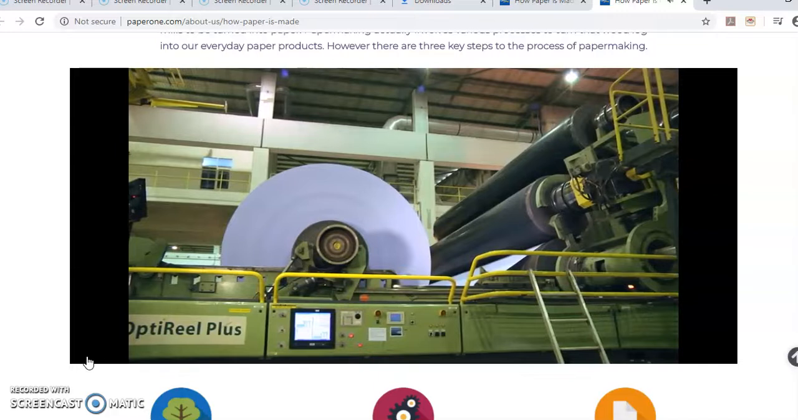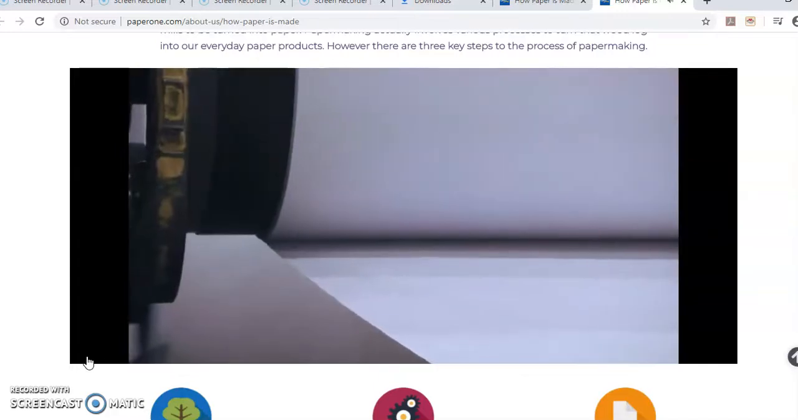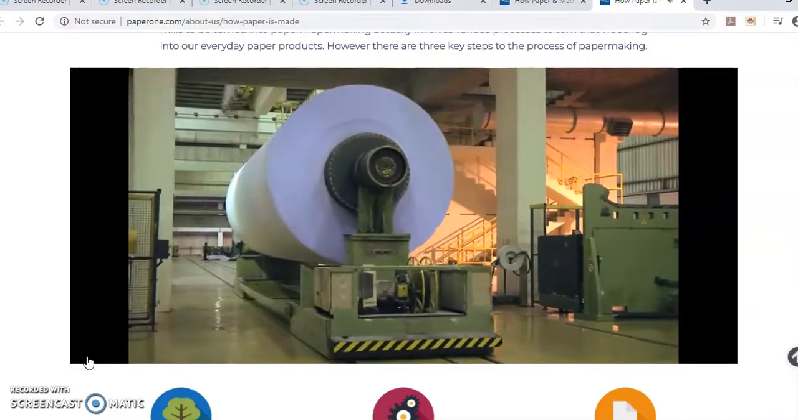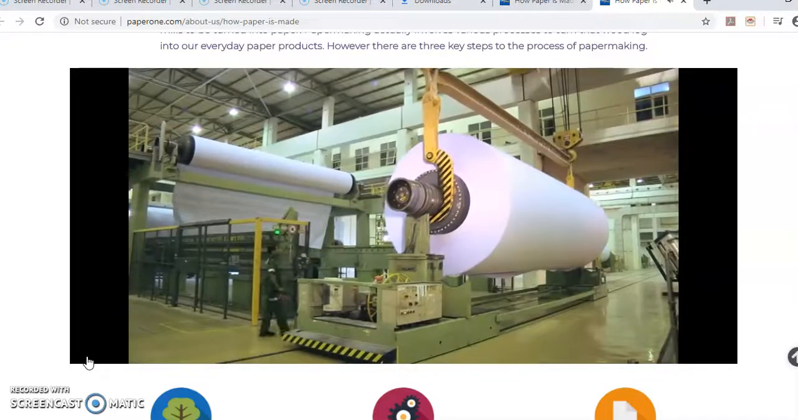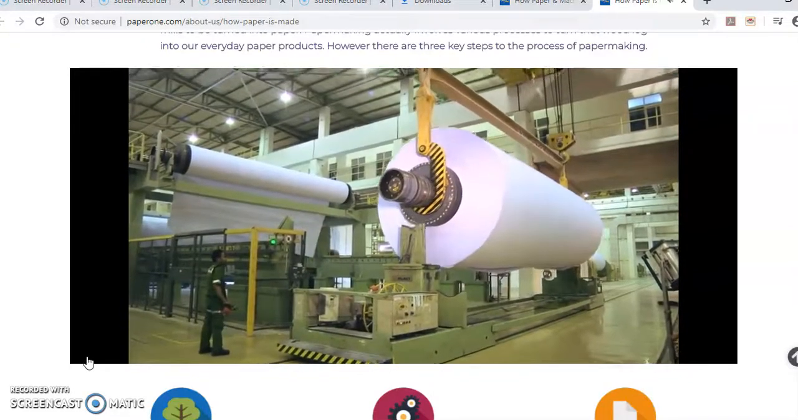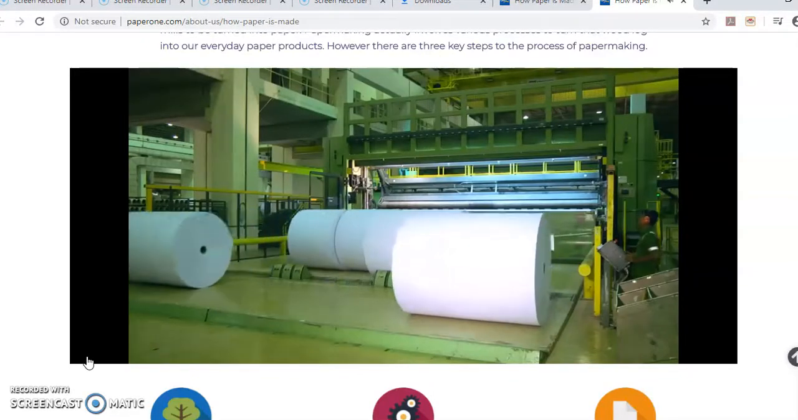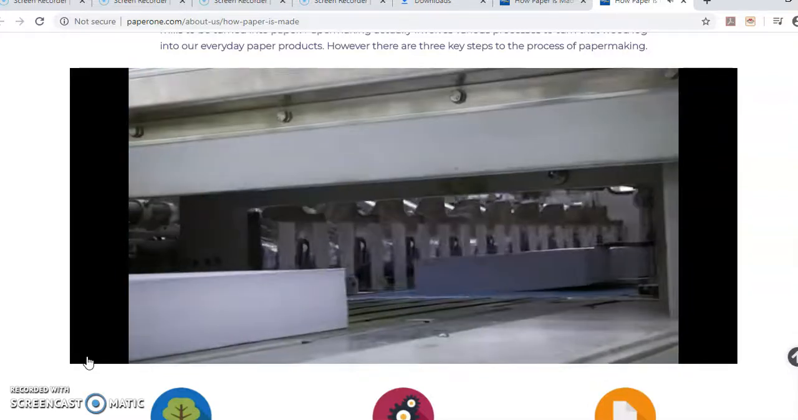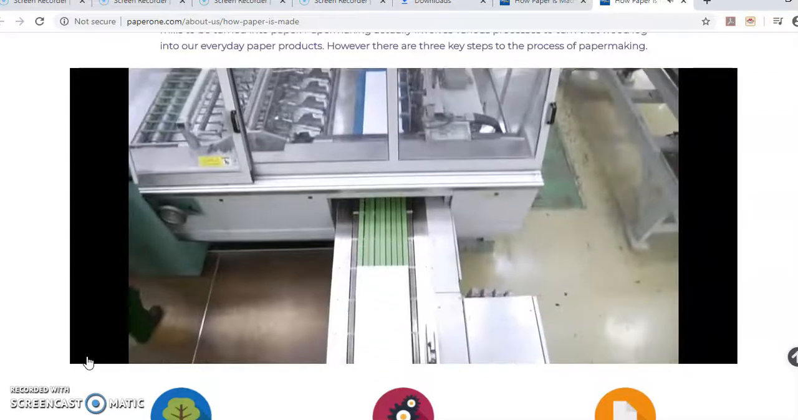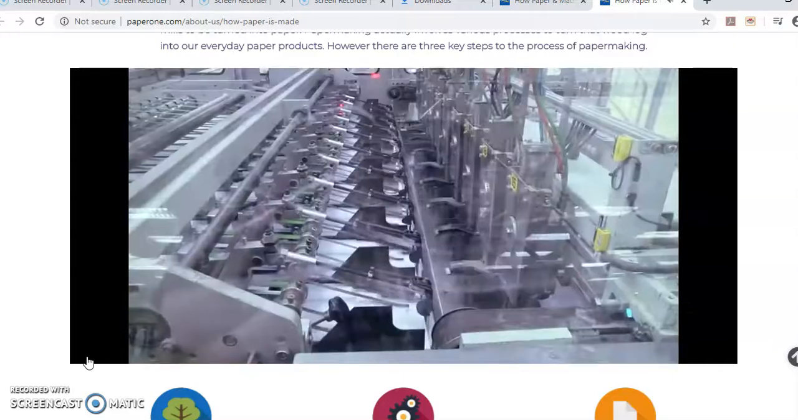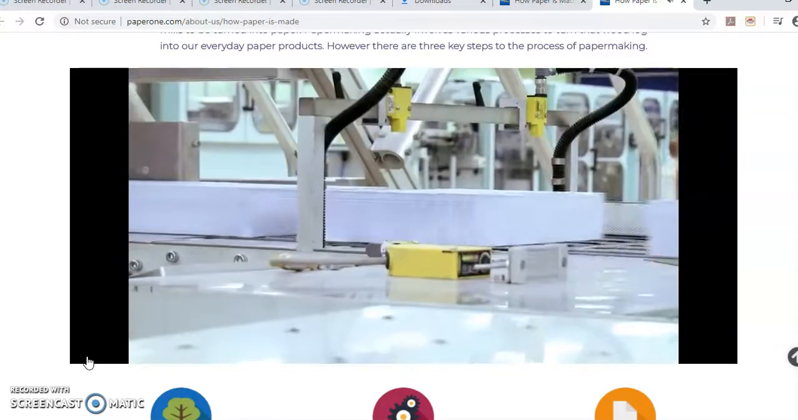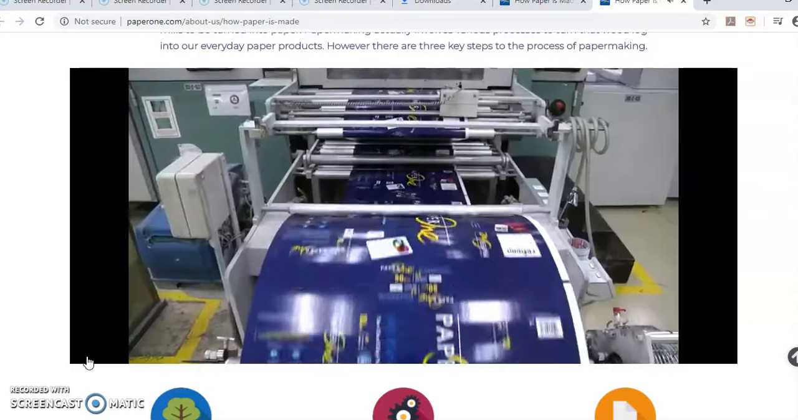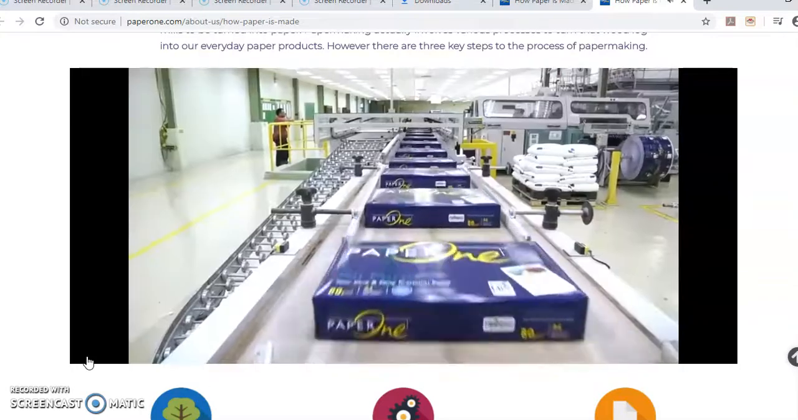A film of chemicals is applied to the surface of the dried paper to improve the properties of the paper before being wound onto 8.5-meter wide jumbo reels. But of course, most of our printers can't print on paper of those dimensions, so the jumbo reels have to be cut up into smaller pieces. These smaller sheets of paper are then further processed before being wrapped and packed into our familiar Paper One packaging.